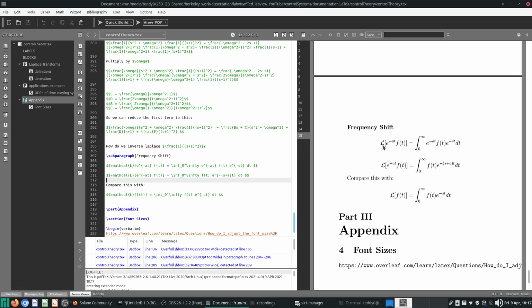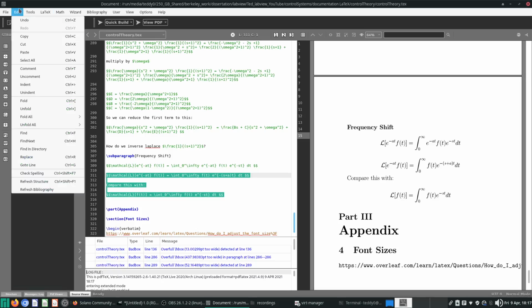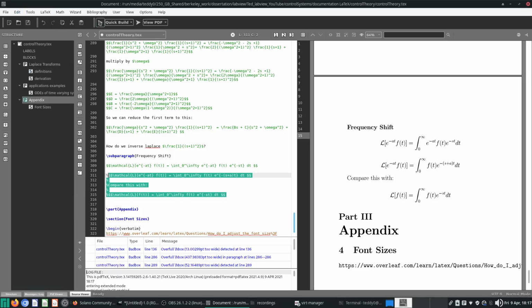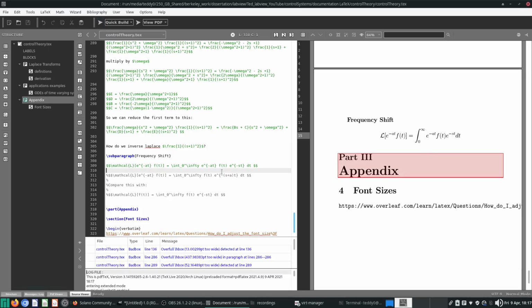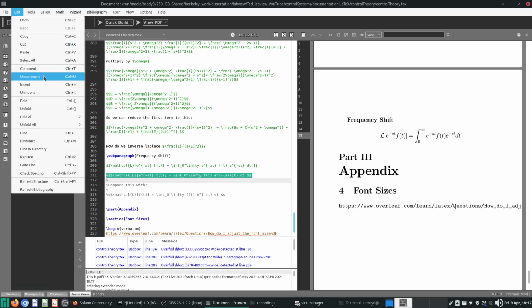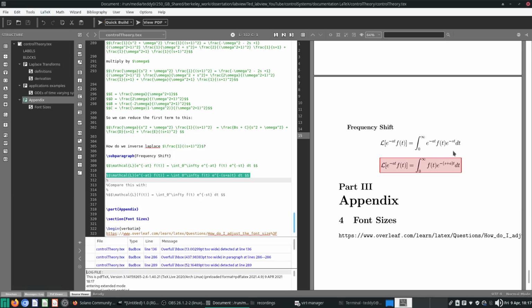Let's take the Laplace transform of the exponential e to the minus at times some random function f of t. I say again, the Laplace transform of e to the minus at times f of t. What will the Laplace transform be? You just take the integral of e to the minus at, f of t, and e to the minus st. We can just combine these two together, a and s, here.